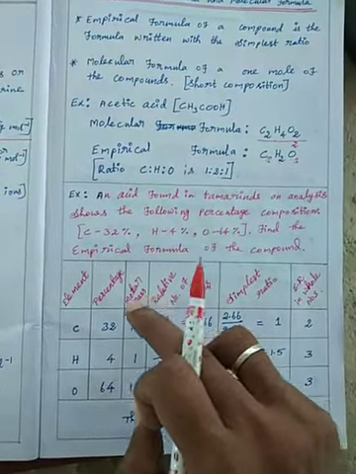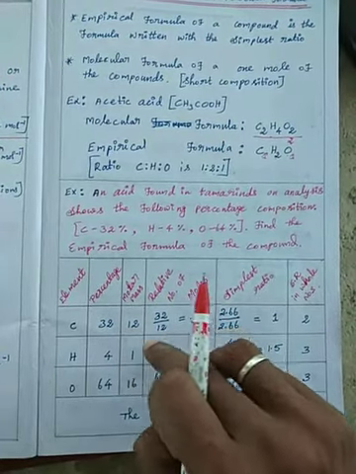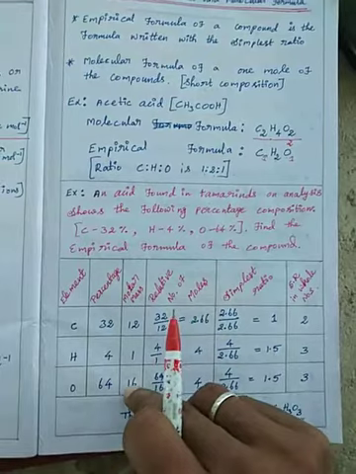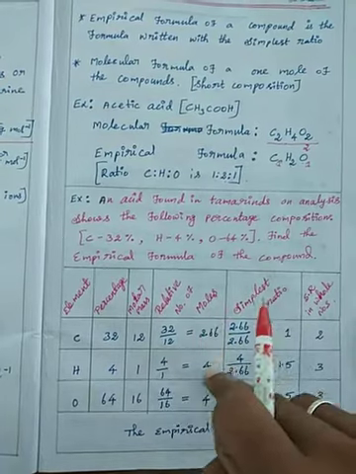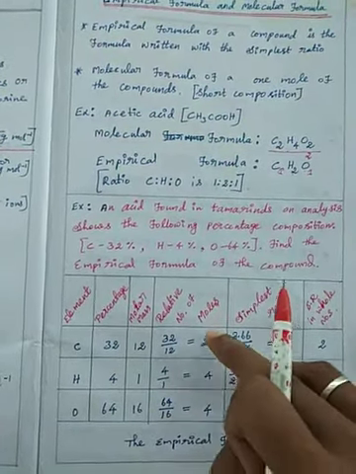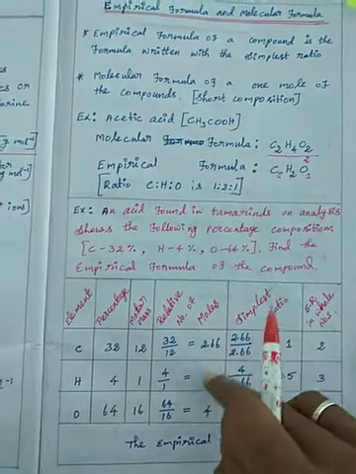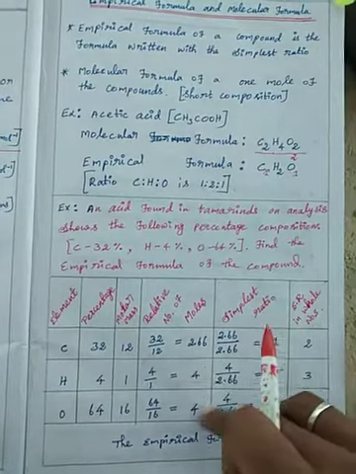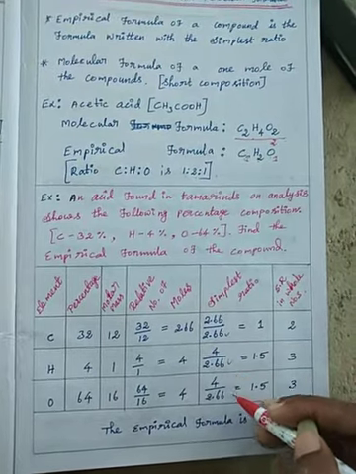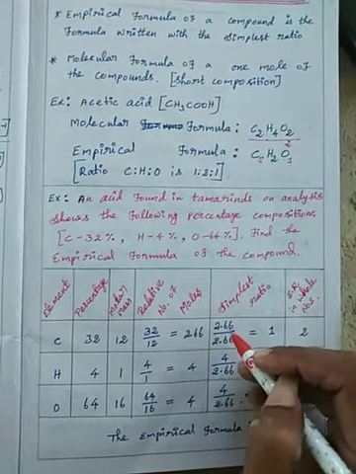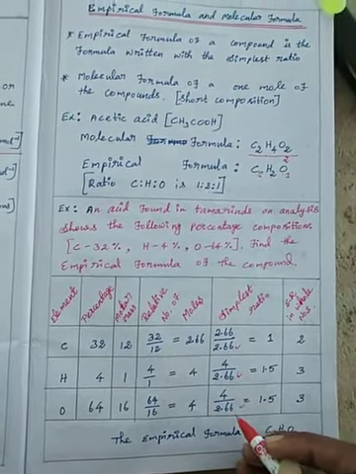You divide each percentage by the atomic mass to get the relative number of moles. So 32 divided by 12 is 2.66, 4 divided by 1 is 4, and 64 divided by 16 is 4. Then for the simplest ratio, divide all the values by the smallest, 2.66. So 2.66 divided by 2.66, 4 divided by 2.66, and 4 divided by 2.66.